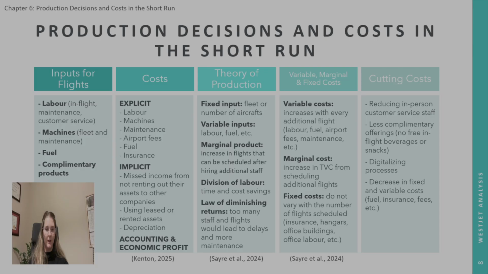We've seen ways that airline companies have cut costs in the past, which is reducing the number of customer service staff in person, and then also digitalizing processes for check-in and flight booking. Some other ways that they could cut costs would be if the prices for their variable inputs, such as fuel and labor, decreased, but then also they could reduce the number of complementary products that they offer to customers in flight.